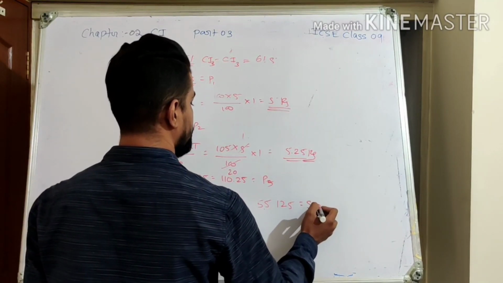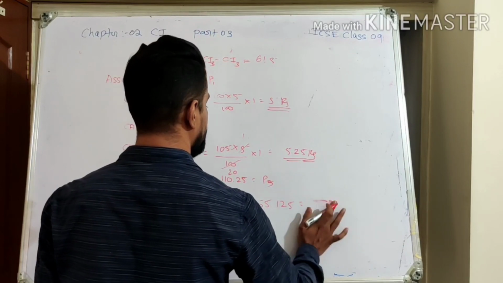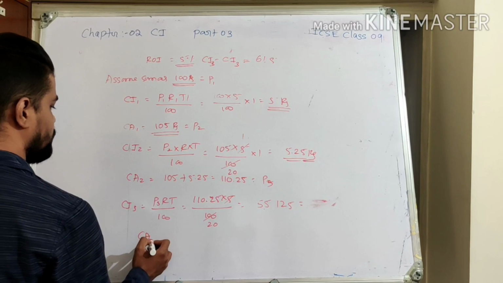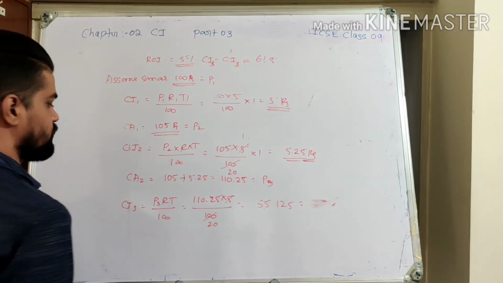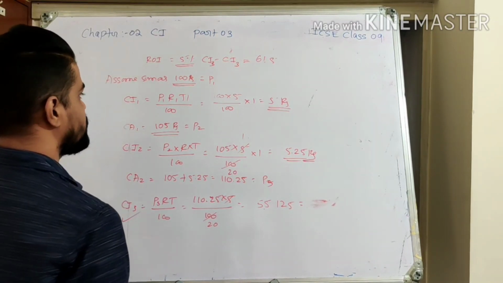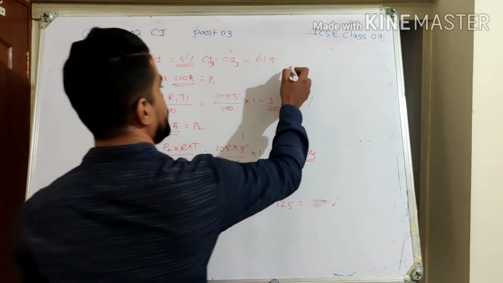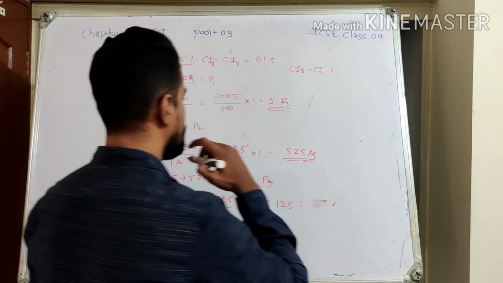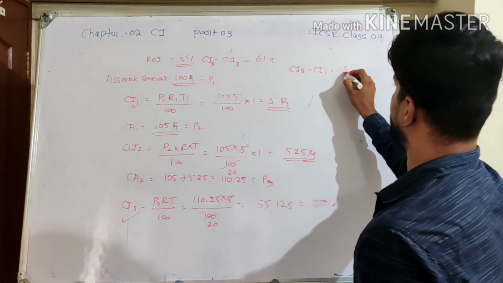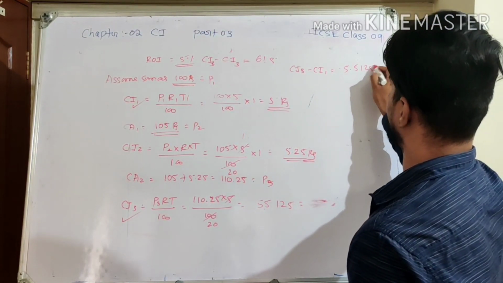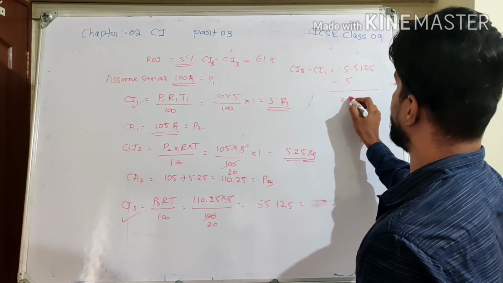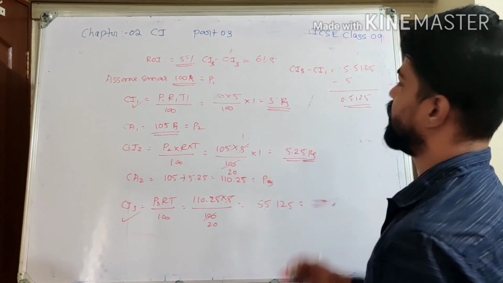So it is 5.5125 rupees. This is the compound interest for the third year. So compound amount will be, that's not required. My question is the difference of the compound interest for the first year and the third year. So CI3 minus CI1 is given as how much? 5.5125 minus 5. That will give you 0.5125. Okay.